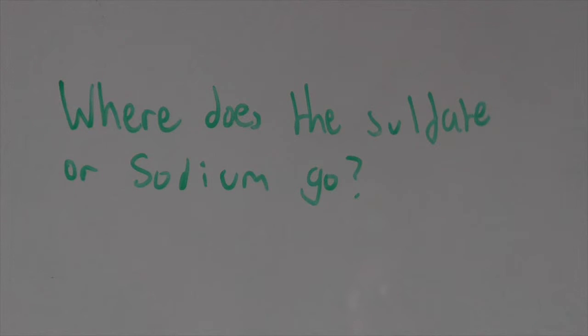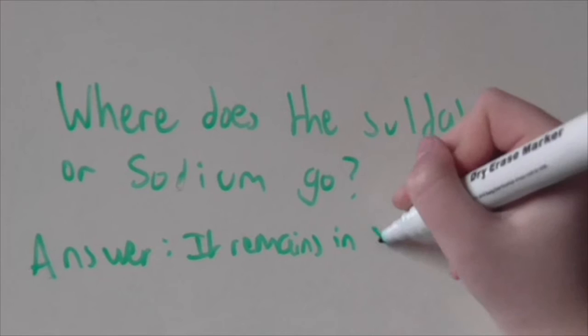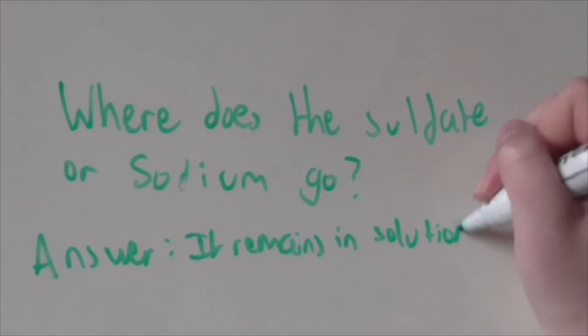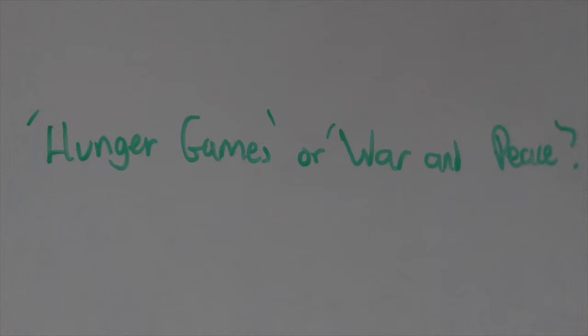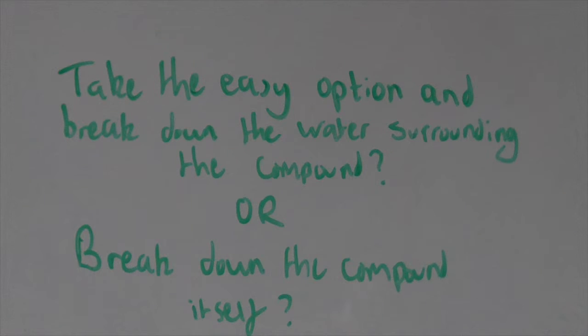Where does the sulfate in the case of sulfuric acid, or the sodium in the case of sodium hydroxide go? Well, the answer is that it just remains in the solution, the electrolyte. The reason that it is sodium or sulfate that remains in solution is similar to what would happen if you were set a reading assignment in, say, English, and you were told you could read either Hunger Games or War and Peace. Obviously, unless you are particularly fond of Russian literature, you're probably going to choose Hunger Games because it is quicker and simpler, and that is why the oxygen and the hydrogen is what is produced.